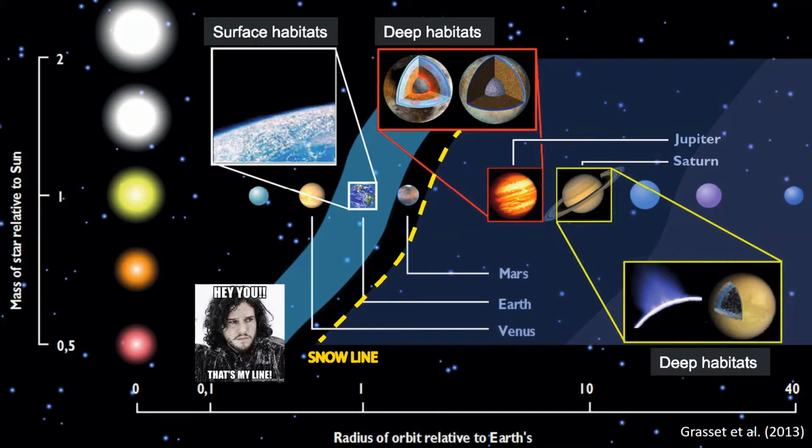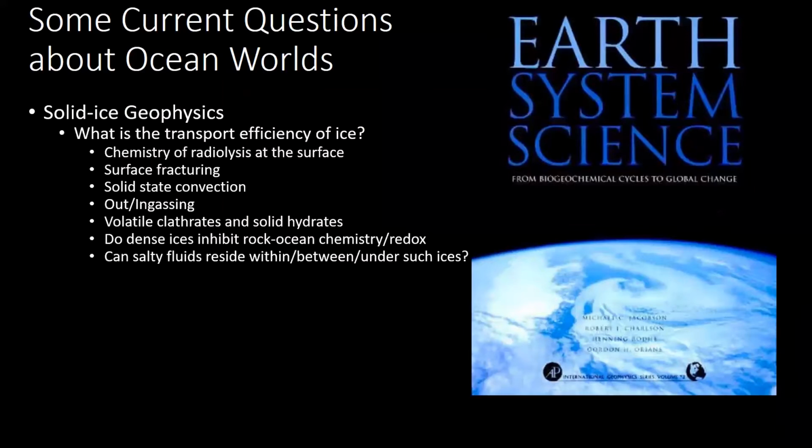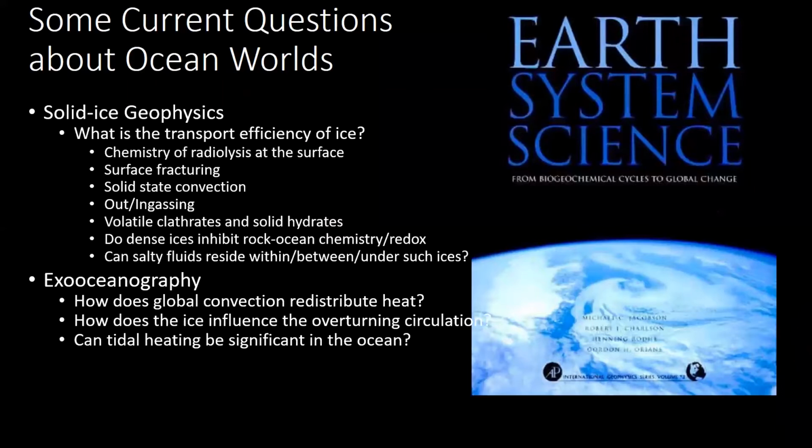So thinking about these deep habitats, there are a lot of questions that apply to ocean worlds, both in our solar system and beyond. So I just took a quick moment to write down some of the things that I've been thinking about. And they group into three categories. There's solid ice geophysics, both ice one and the lithosphere. We have a chance to study solid state convection in another material, not rock that we study on Earth, but instead in ice. And understanding the transport of the ice is intrinsically related to understanding the redox transport, that is how materials move in and out of the ice.